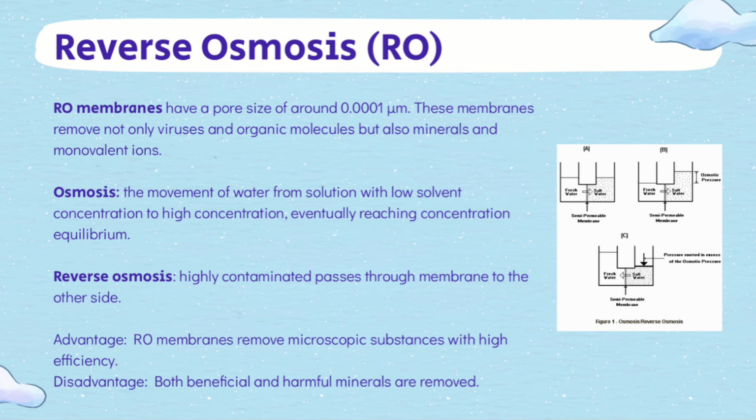Osmosis is the movement of water from solution with low solvent concentration to high concentration, eventually reaching concentration equilibrium. Reverse osmosis is highly contaminated water passing through membrane to the other side. The advantage is that reverse osmosis membranes remove microscopic substances with high efficiency. The disadvantage is that both beneficial and harmful minerals can be removed.